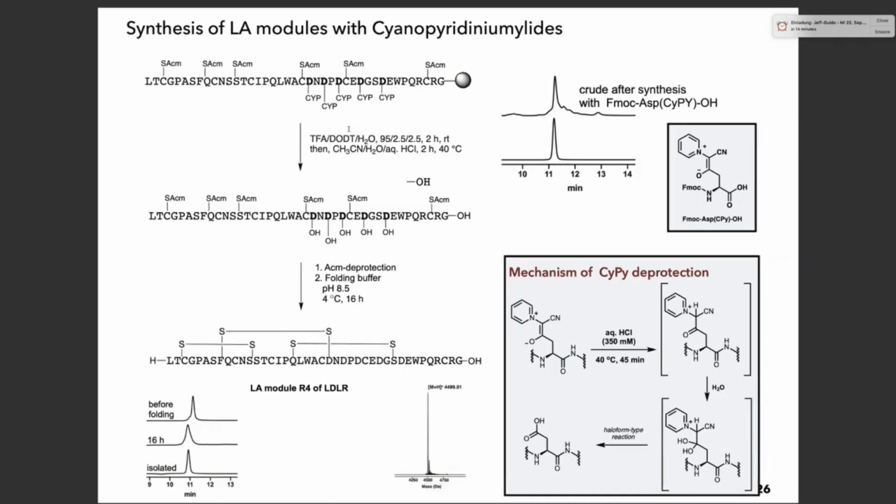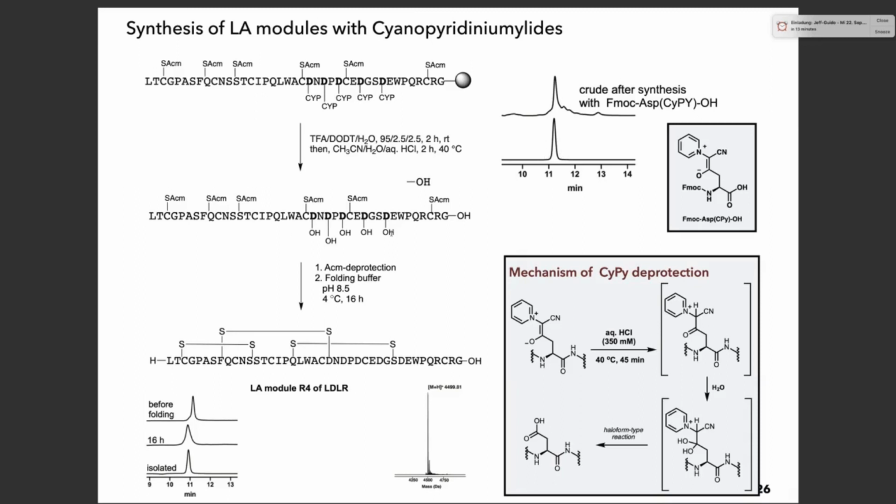And so with that, we started to prepare some of these more demanding LA modules. So here's one with 5 aspartic acids. We protect all of them as the cyanopyridine ylid. This is just standard peptide synthesis, standard resin cleavage conditions. And then after the resin cleavage has finished, we add aqueous acetonitrile and aqueous HCl and incubate that for an additional 2 hours. So this is the crude peptide with the cyanopyridine ylid present, 5 of them, and this is what it looks like after we cleave and purify.